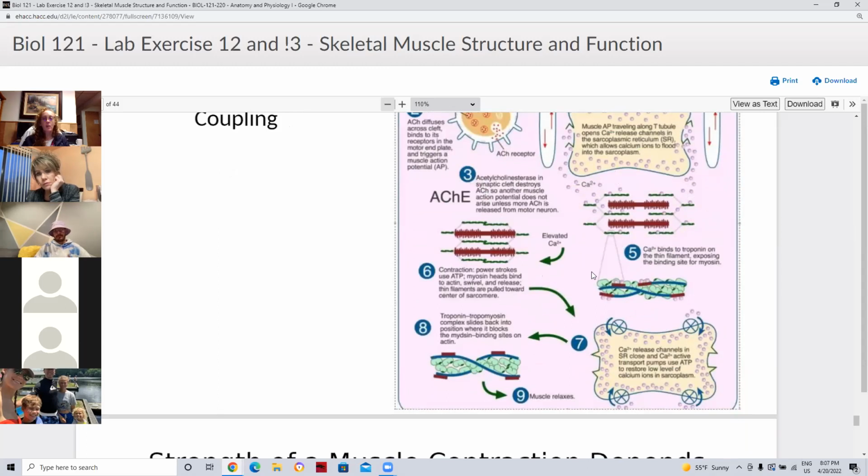Calcium binds to the troponin on the thin filaments, exposing the binding sites on actin that myosin binds to. The result is that we get contraction, which includes power strokes of the myosin that use ATP. The myosin heads bind to the actin and swivel and release with the hydrolysis of ATP. The result is that the thin filaments are pulled towards the center of the sarcomere, or the M line.